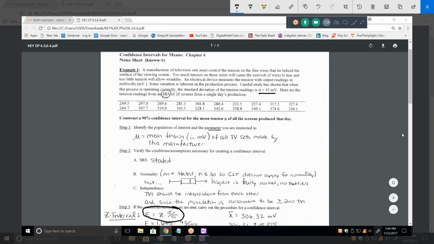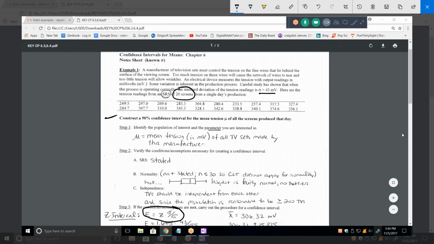And so what they did was take an SRS of 20 screens, and they want to find out information based on their sample. So the question is, construct a 90% confidence interval for the mean tension of all the screens produced that day based on this sample of 20 screens and a known sigma. Notice that we don't even have to know what the mu is. We don't have to know what the mean is, because all we need to know is sigma.